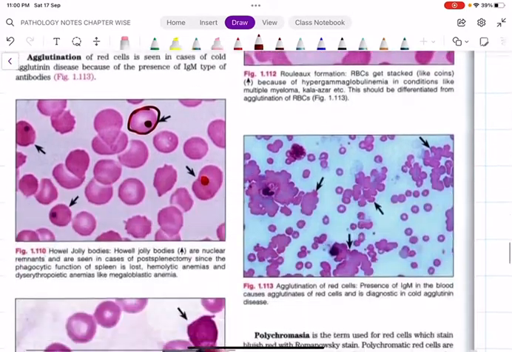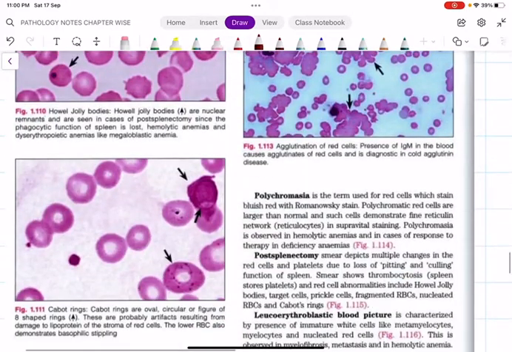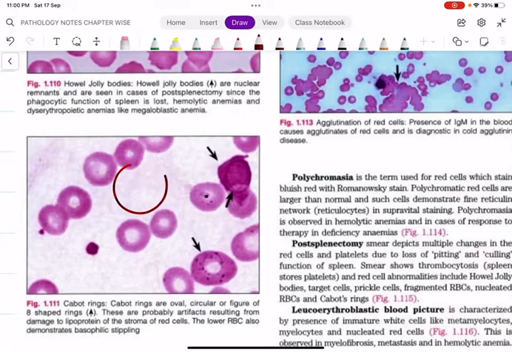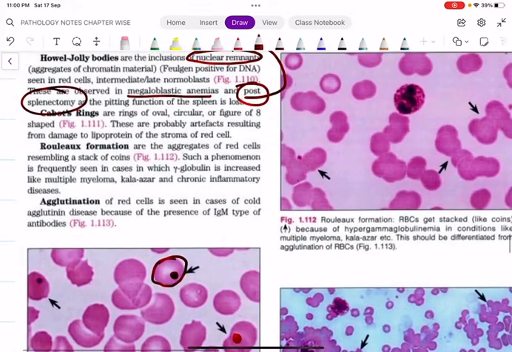Okay, yes. What is Cabot ring? Cabot ring means within the RBC, suppose this is an RBC, you can see a figure of 8 appearance. This Cabot ring, again, is nothing else but an artifact. Okay, remember, Cabot rings are the figure of 8 appearance. Some authors are telling that it is also seen in case of megaloblastic anemia, but mostly it is an artifact during a smear preparation because of the lipoprotein damage which is located on the RBC stroma.